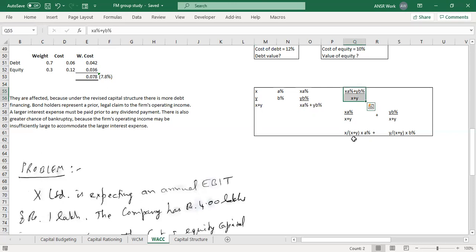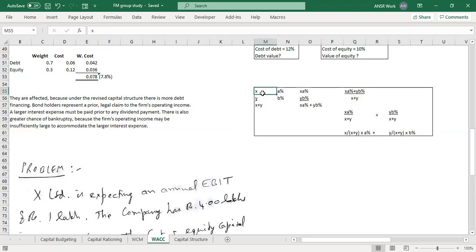Now you take out the percentages, A percent and B percent. This part becomes X divided by X plus Y into A percent. The other part becomes Y divided by X plus Y into B percent. Does it sound familiar? We were calculating ratios of these, no?